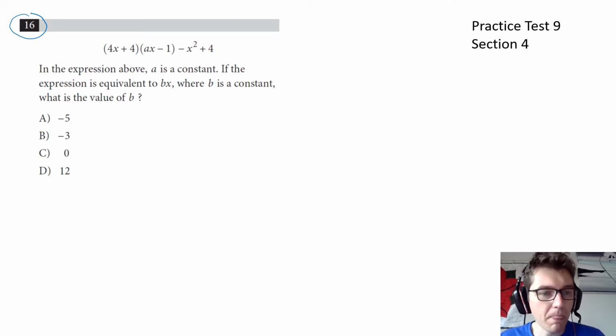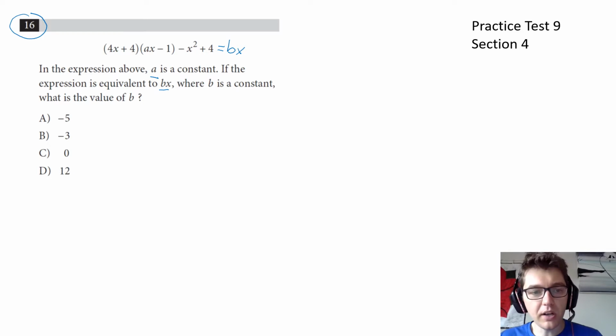So let's jump in. In the expression above, a is a constant. If the expression is equivalent to bx, which just means equal to. Anytime they give you equivalent on the SAT, know that just means equal to. B times x, where b is a constant, what is the value of b?